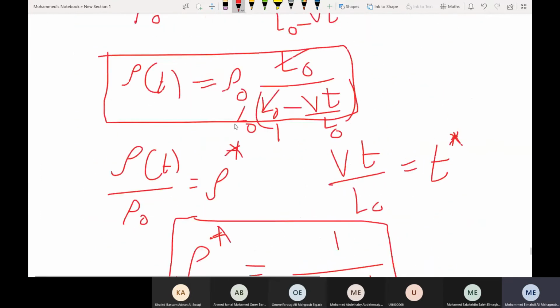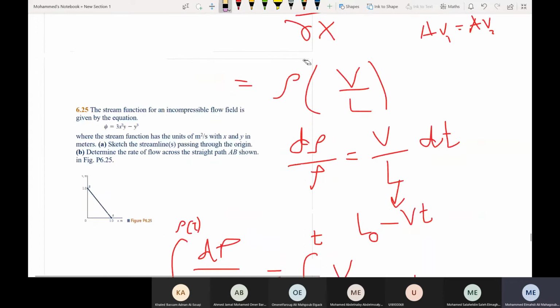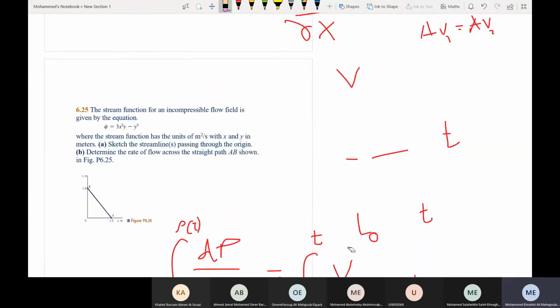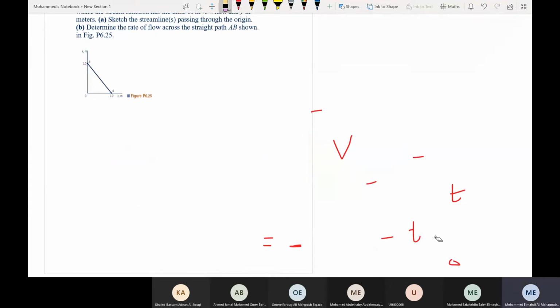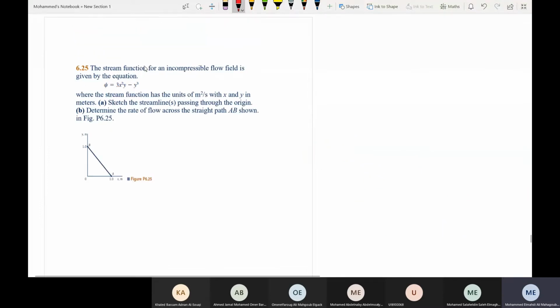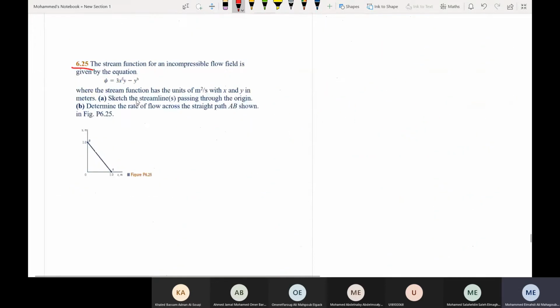Okay. So yes, this is question 1. Let me erase. Question 2. So, question 2. This is from the Munson book. The first question was from the Frank White book.